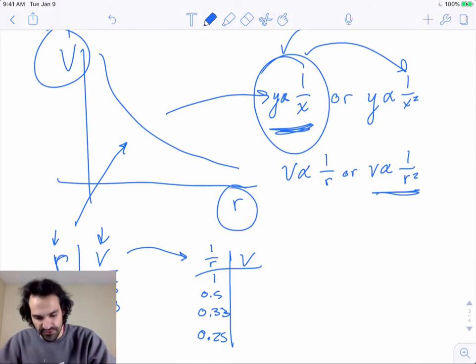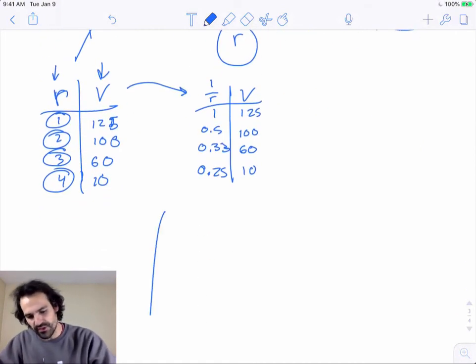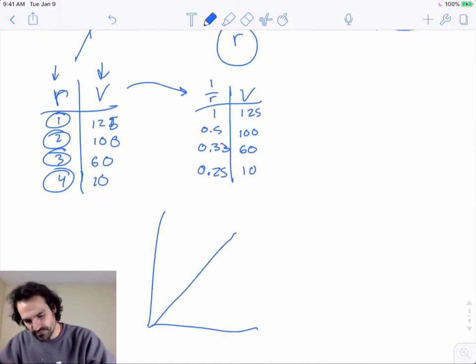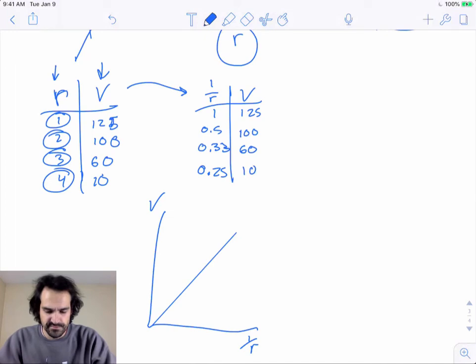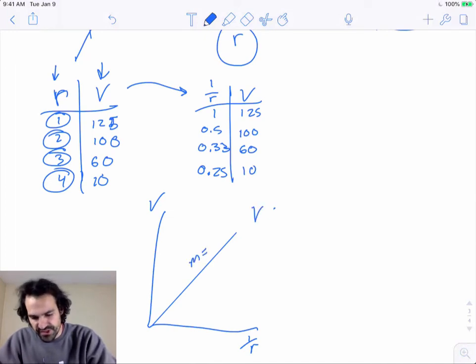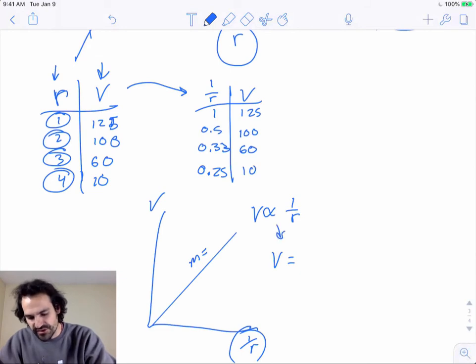And then your voltages would stay the same, 100, 60, and 10, and you would literally plot that into a graph. If you got a perfectly straight line, that means that voltage is in fact proportional to 1 over R. Or rather, voltage, when you plug this into an equation, equals your slope times 1 over R.